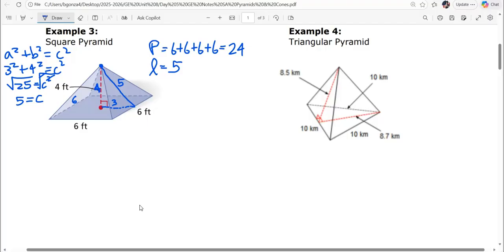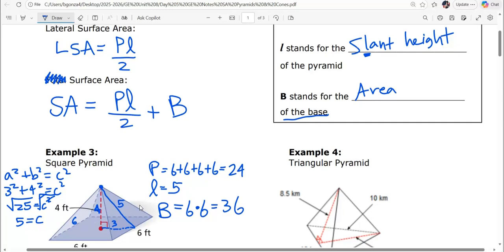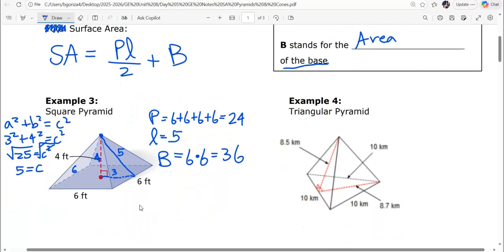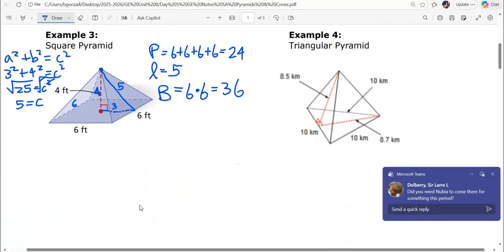Now, big B, the area of the base. How do I find the area of a square? 6 times 6, which is 36. Cool. So let's go back to my formulas. LSA is PL over 2. SA is PL over 2 plus B. So let's do that.